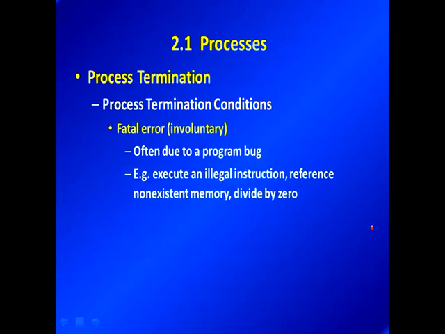But sometimes there are events that the process didn't expect. For example, if an instruction needs to divide a number by zero, then that instruction will be terminated. The whole process will be terminated, right? So you can see, involuntary termination is usually caused by some bugs. In this case, the process doesn't want to terminate itself, but it doesn't have a choice. The system won't let you continue your execution.